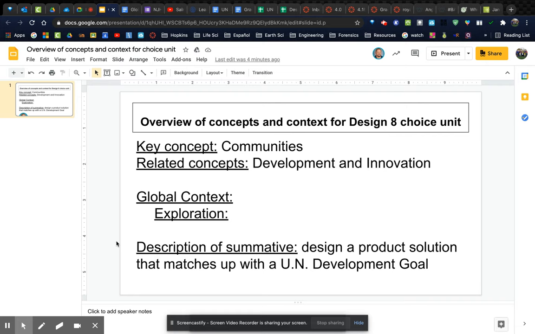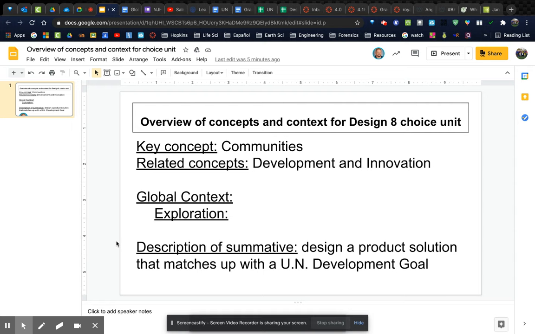So we had been talking for the last several months about doing a new unit and basing it on the United Nations Development Goals, which there's 17 of them. There is a structure to the unit: students have to investigate which goal they want to choose. After we decided on that structure, we looked at the concepts, and we decided on the key concept of communities.